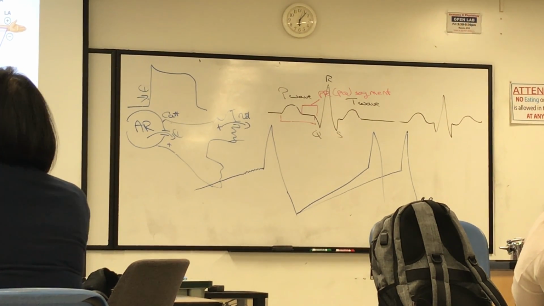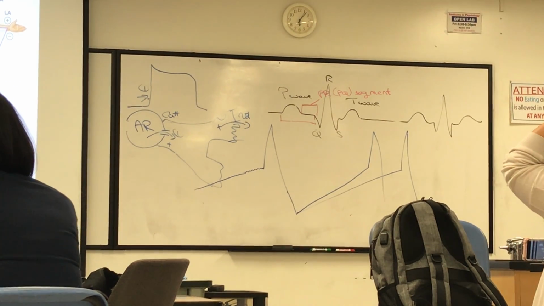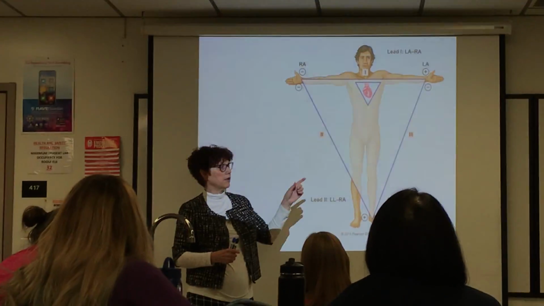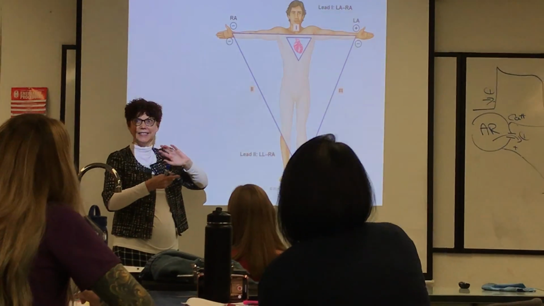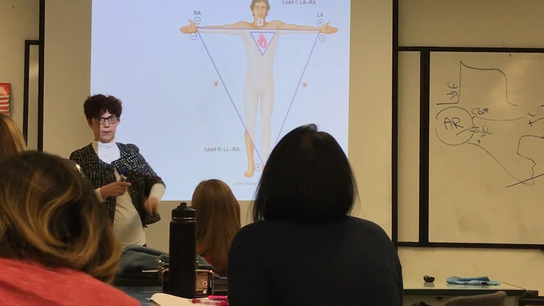We have 4 leads, 1 is a ground, and again, it depends on which one the machines are set up to read. So sometimes when you look at an ECG, they look like they're flipped. So the QRS wave, instead of going like this, goes like this.